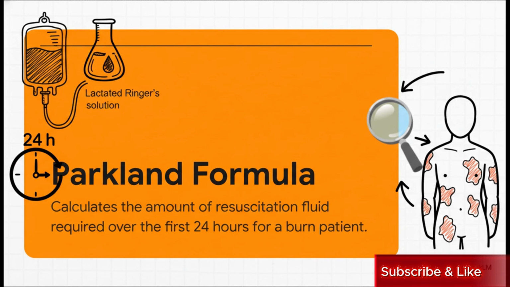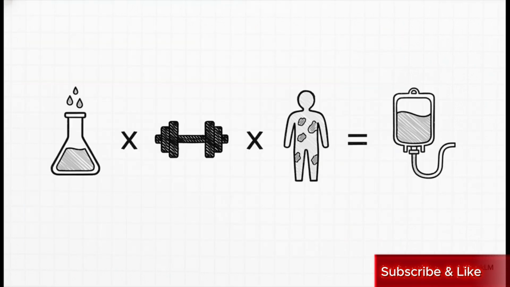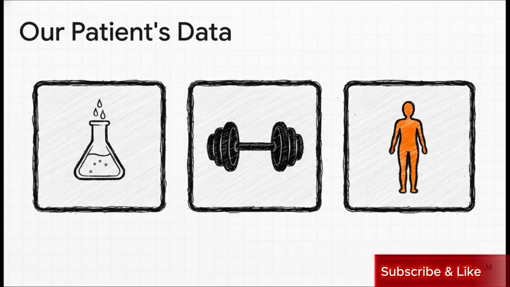It lets us calculate the precise amount of IV fluid the patient needs over the next 24 hours. This is what counteracts the massive fluid loss that leads to burn shock. The fluid we usually use is lactated ringers, mainly because it's very similar to the fluid our body is losing. And here's the formula itself. It's actually pretty elegant. It's just 4 milliliters multiplied by the patient's weight in kilograms times that TBSA percentage that we just figured out.